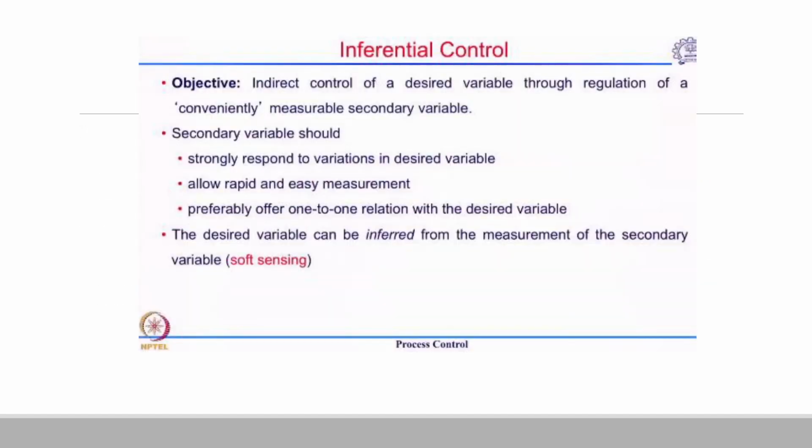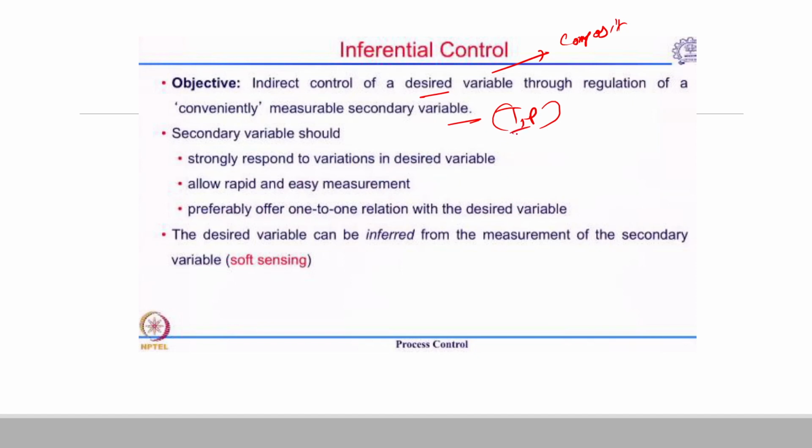So the key feature of inferential control is the indirect control of the desired variable through regulation of a conveniently measured secondary variable. The desired variable in our case was composition, and the secondary variable could be temperature and pressure. The choice of the secondary variable depends on a few factors. It should strongly respond to variations in the desired variable. That is, if the composition changes, that should necessarily mean that the temperature and the pressure should also have changed.